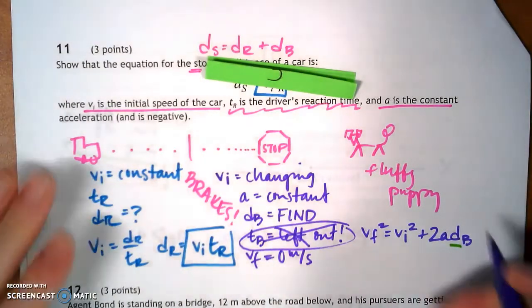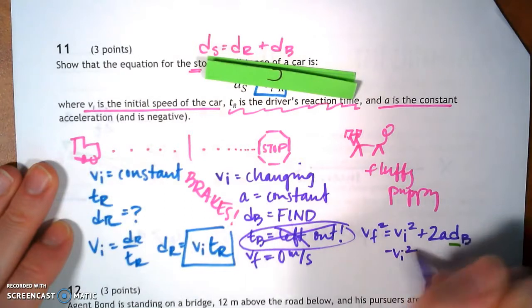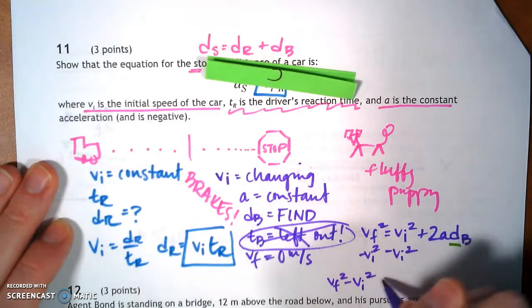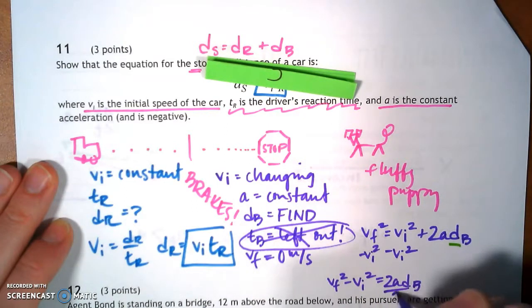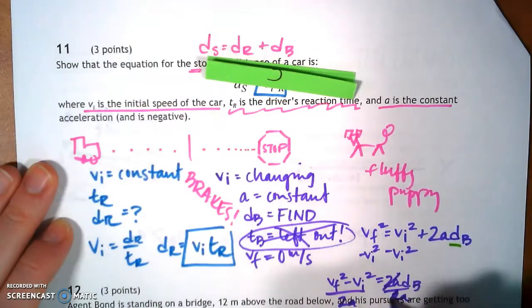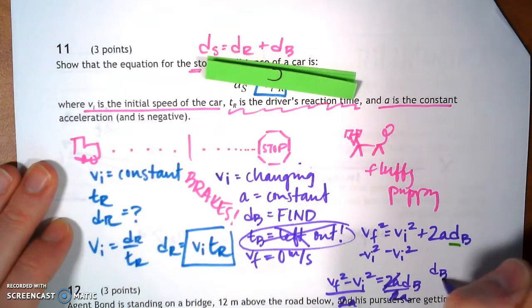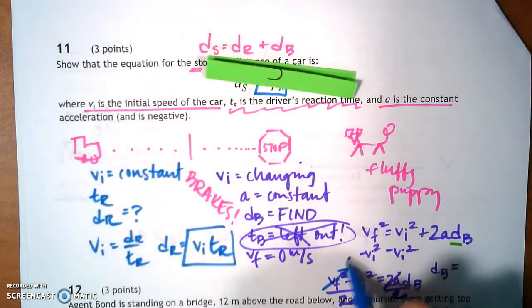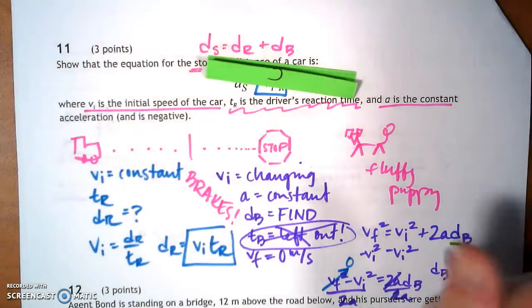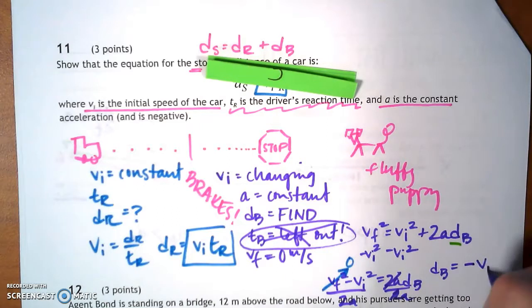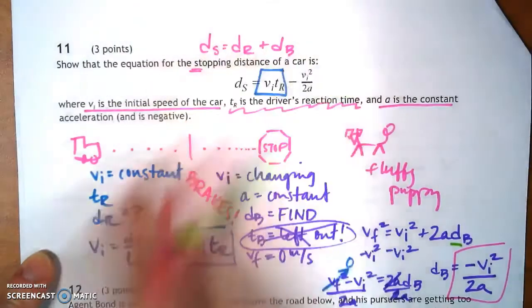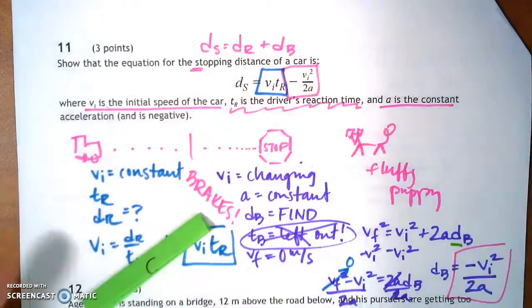So I'm going to do the algebra that's there. VF squared minus VI squared is 2A times displacement. Alright, so what I get is that my braking distance is equal to, before I write it, final velocity is 0, right? So I've got a minus VI squared over 2A, which, if you look back up at your equation now, is your second term.